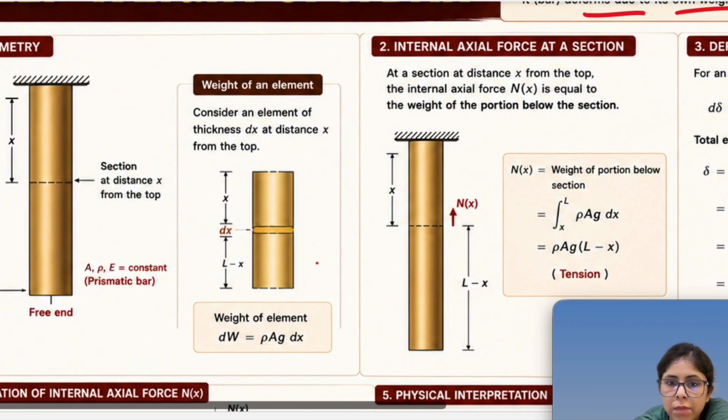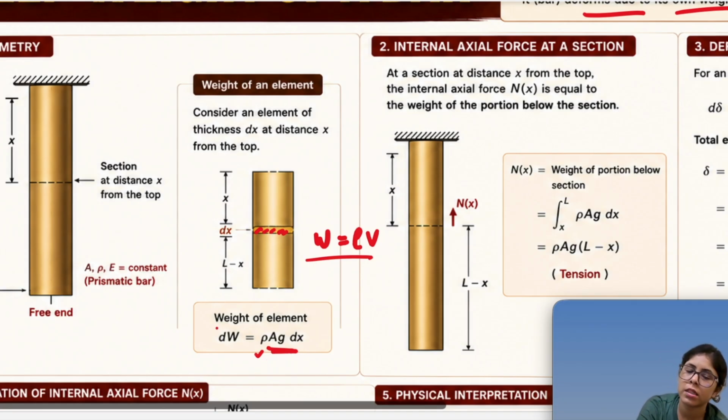Weight is nothing but density into volume, right? Density is weight upon volume, so weight is density into volume. Density you have been given, volume you can calculate: the cross sectional area into the length. Area into length will give you the volume. So the weight for this element comes out to be rho A g into dx, where rho is the density.